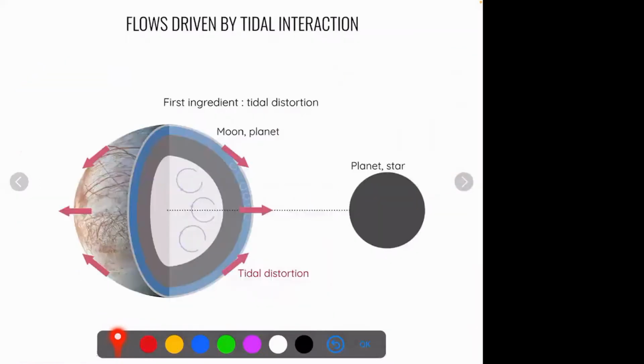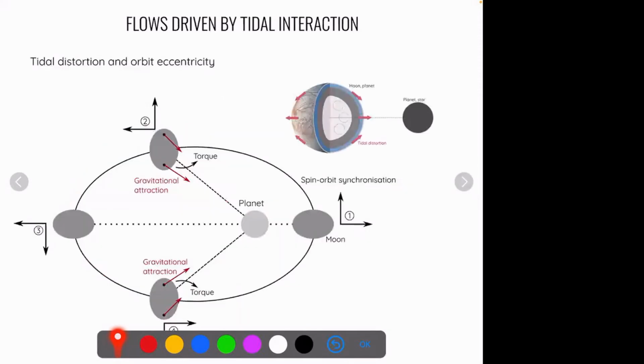What are the ingredients that you need for tides to excite motion inside a planetary core? The first one is, of course, tidal distortion. When you have a companion body, it exerts a tidal force that distorts the planet and creates a bulge that is symmetric around the axis joining the two bodies. The other ingredient that I'm going to focus on today is one that is particularly relevant to the small moons that I just mentioned.